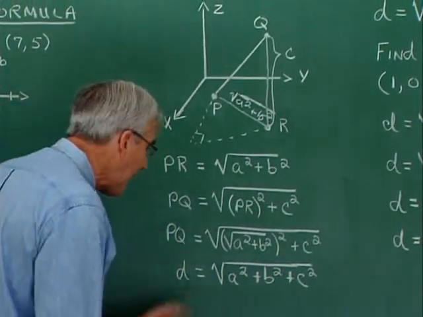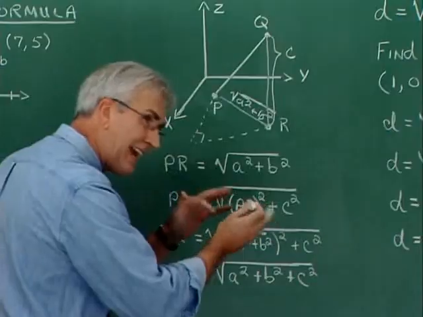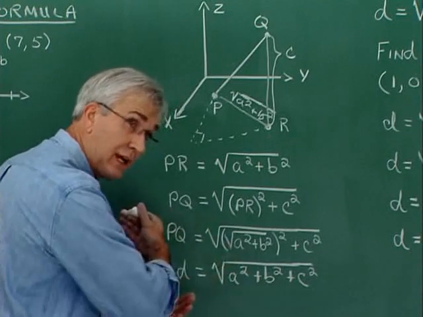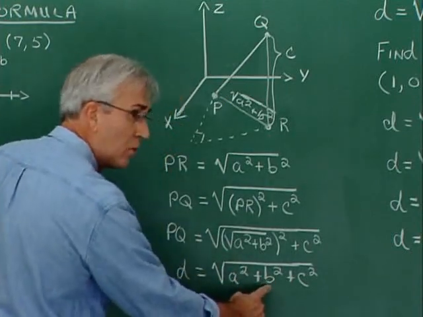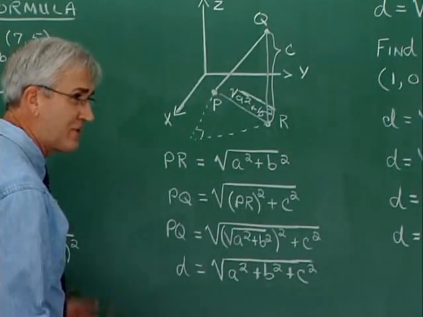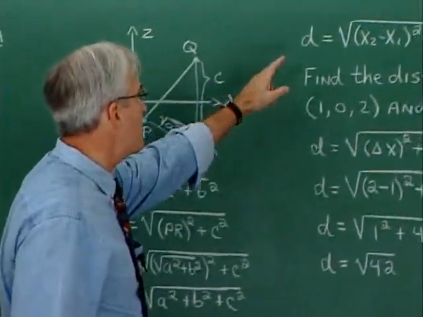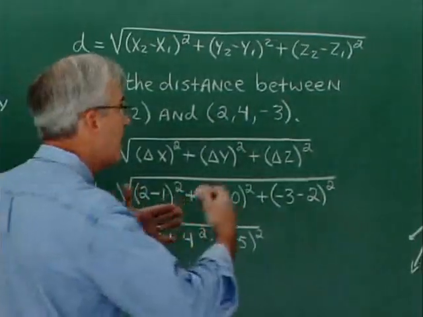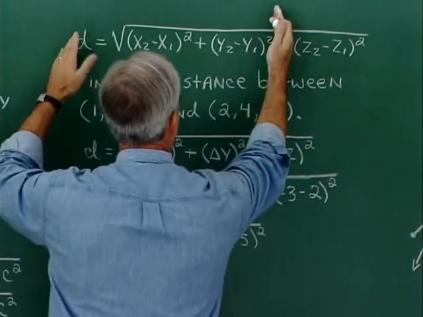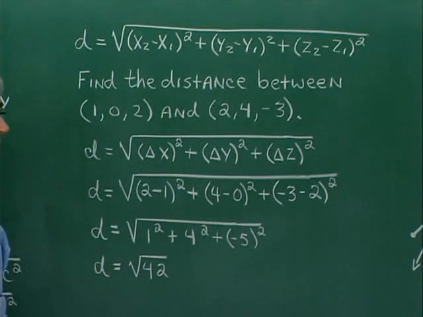Now, what are A, B, and C? Well, A is a difference in X components. It's just a difference of X values, just like the A that we talked about before. B is a difference in Y values. C is a difference in Z values. And that's all there is to it. There's a lot to it, but that's all there is to it. It's just a direct extension of what we've had before. So our distance formula in a three-dimensional situation is this. Notice here's our old distance formula, and we just extend it with the difference in Z value squared for the distance formula in 3-space.